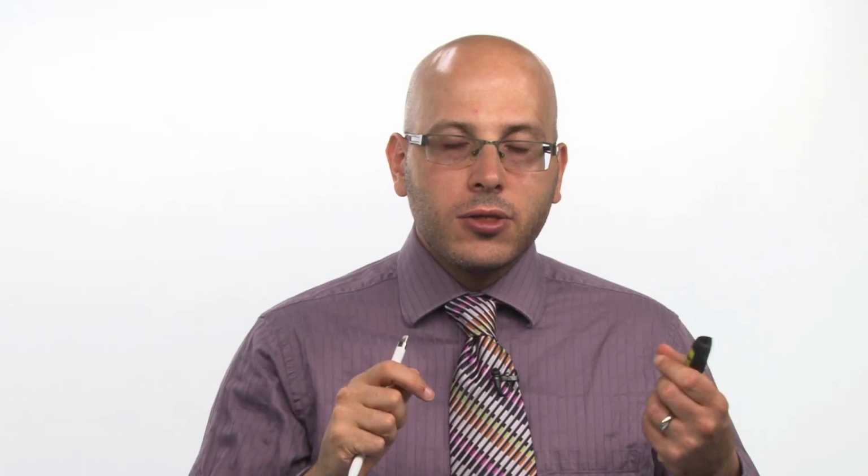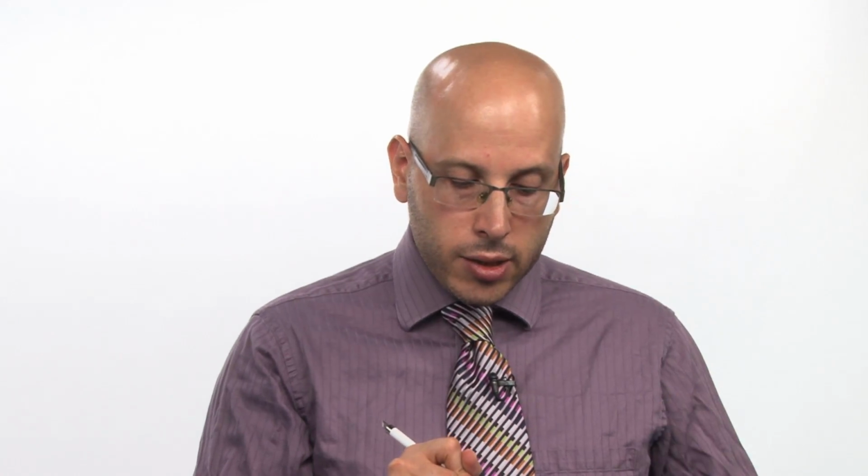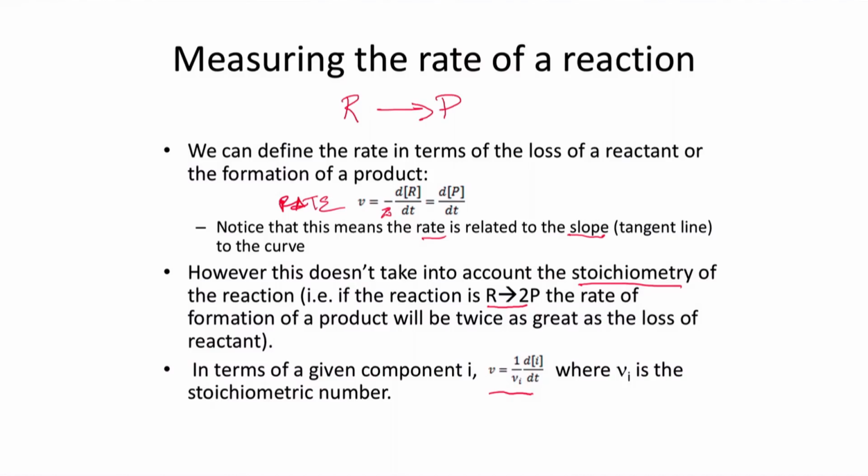And so what I can do is write down an expression for the rate: the rate is equal to 1 over the stoichiometric coefficient, nu sub i, times d[i]/dt. Basically, in the case of R goes to 2P, if I think about it from the point of view of the reactant, this would be minus the change in the reactant over the change in time, or 1/2 the change in the concentration of the product over the change in time. And again, I use this 1/2 because I know that the product is being created in this particular case twice as fast as the reactants are. So I want to make them the same number.